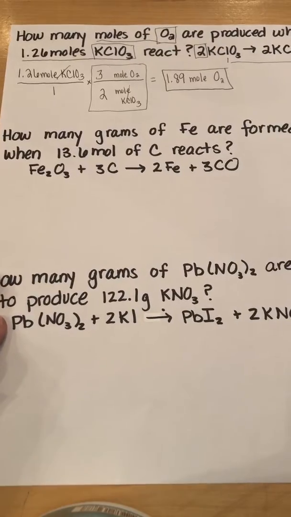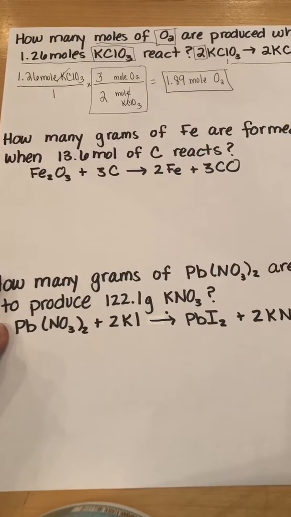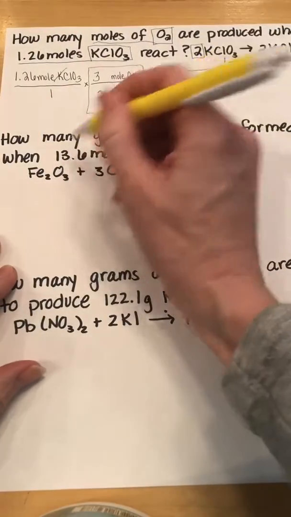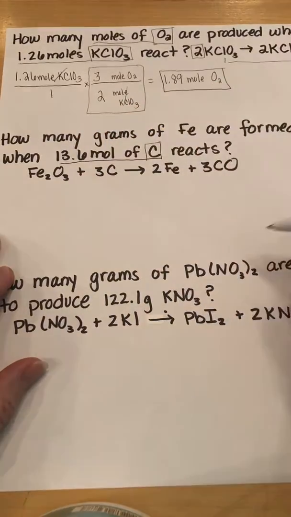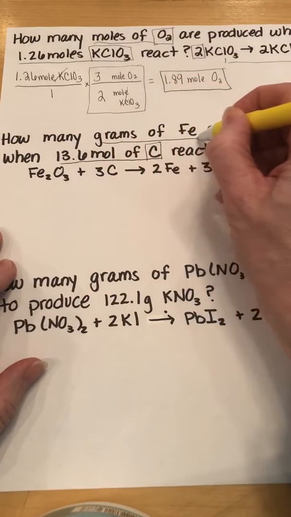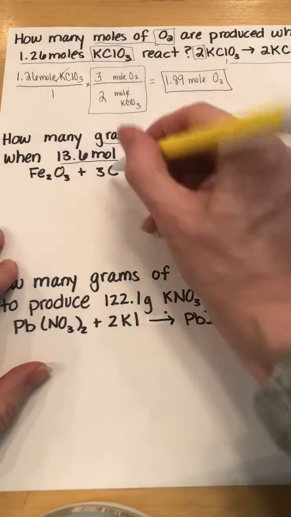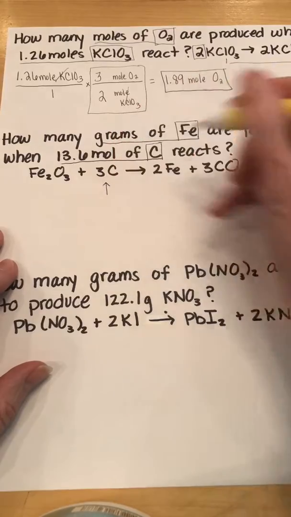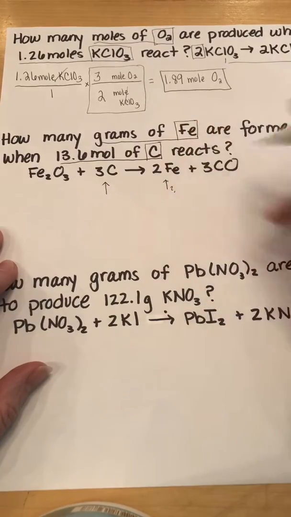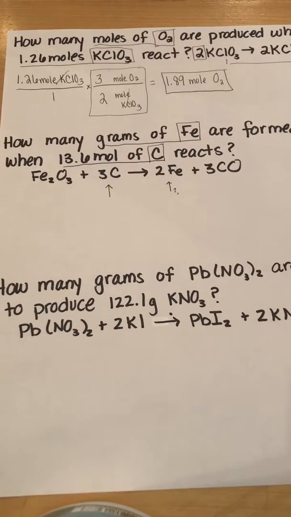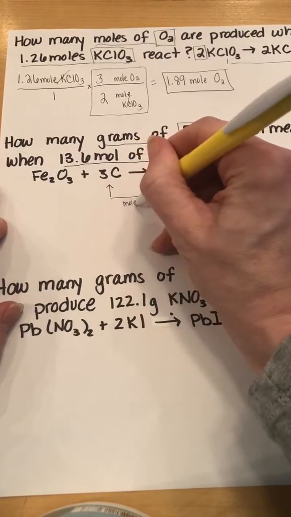If I look at my second one, we're going to expand it a little bit. How many grams of iron are formed when 13.6 moles of carbon react? Again, I identify this as a stoichiometry problem because I'm given my amount of one substance, in this case carbon, but I'm asked for the amount of a different substance, in this case iron. That process of being given information about one substance in the reaction and being asked for the amount of a different substance is essentially what stoichiometry is. The only way that we can go from one to the other is by using the mole ratio step.